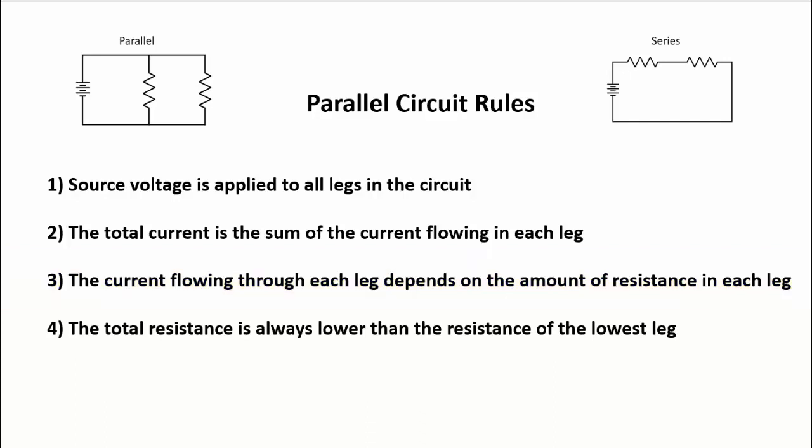Rule number 4. The total resistance is always lower than the resistance of the lowest leg. Now this one's a little trickier to understand. When we learned about series circuits, the way to find the total resistance was just to add up the 2 resistor values. And if you added more resistors, your resistance went up. What this rule is saying is that if you keep adding more paths, the total resistance of the whole circuit goes down, and it has to be lower than the value of the lowest leg.